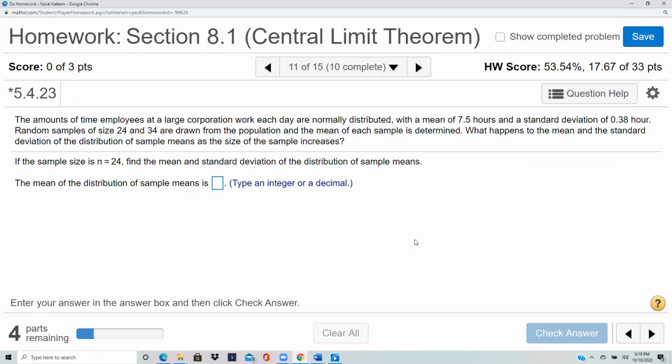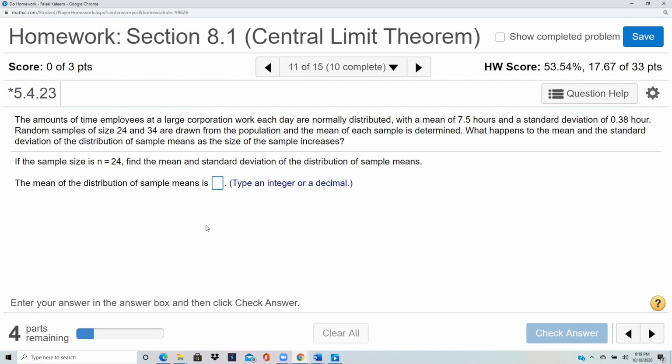The amounts of time employees in a large corporation work each day are normal with mean 7.5, standard deviation 0.38. Random samples of size 24 and 34 are taken from the population, and the mean of each sample is determined. What happens to the mean and standard deviation of the distribution of sample means as the sample size increases?